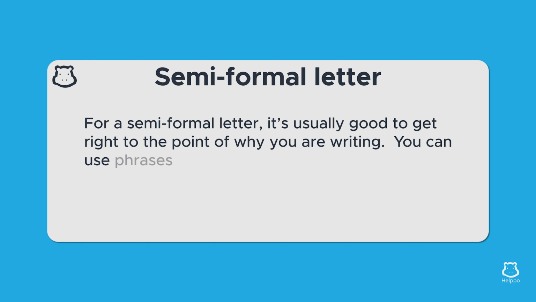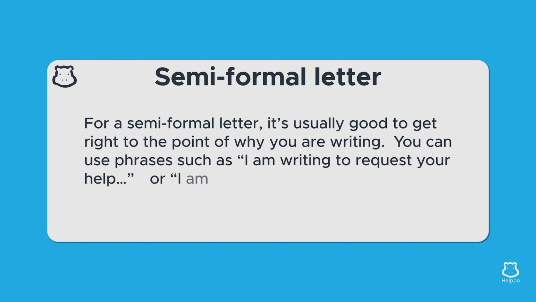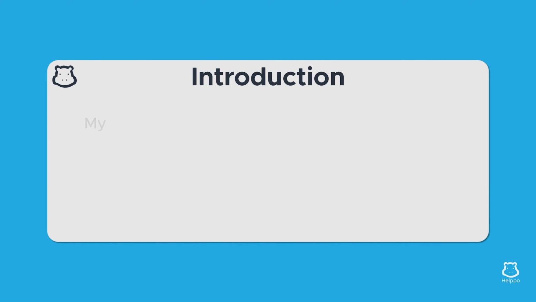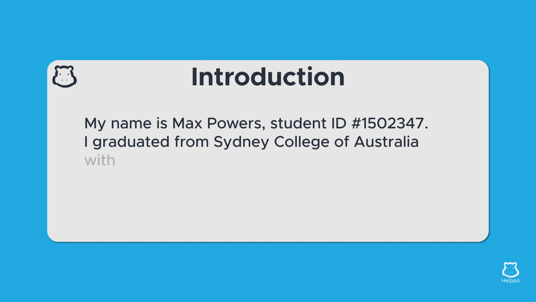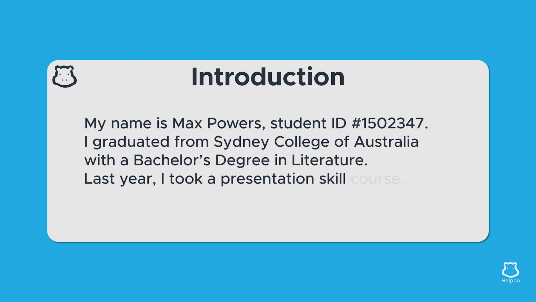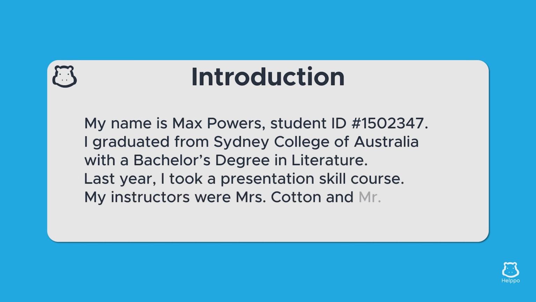For a semi-formal letter, it's usually good to get right to the point of why you're writing. You can use phrases such as "I'm writing to request your help" or "I'm writing to inform you." Now you can begin with a short introduction of yourself, likely where your reader may know you from or what department or class you're from. My name is Max Powers, student ID 1502347. I graduated from Sydney College of Australia with a bachelor's degree in literature. Last year I took a presentation skill course. My instructors were Mrs. Cotton and Mr. Sandoval.